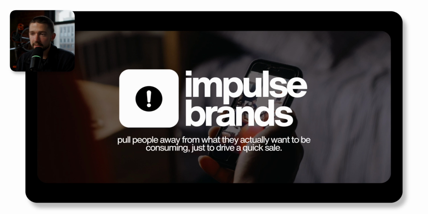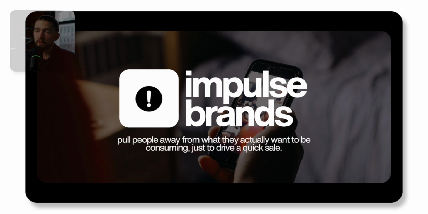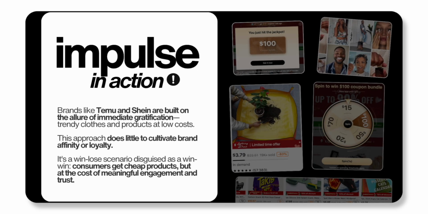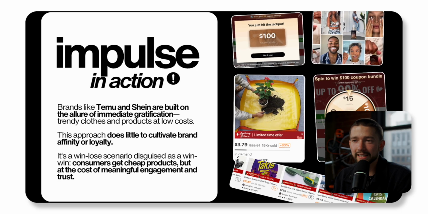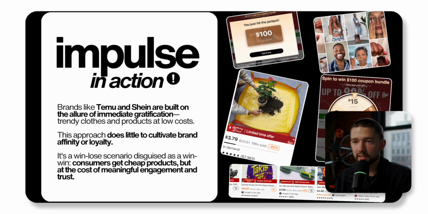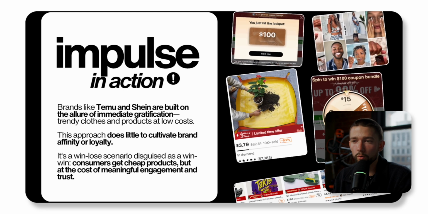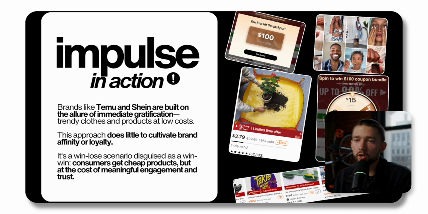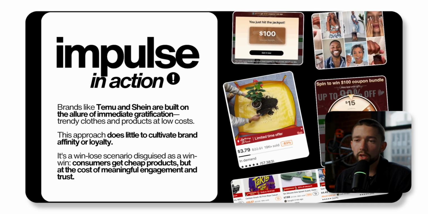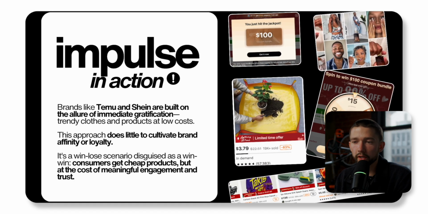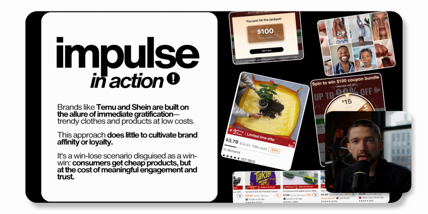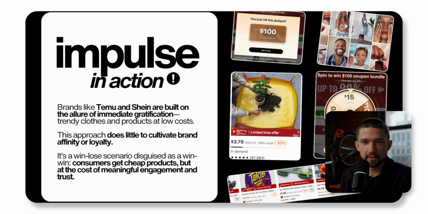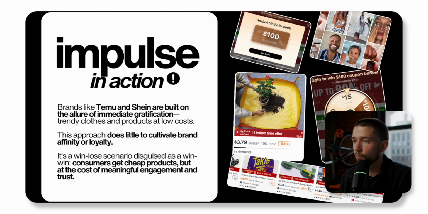Now, impulse brands tend to pull people away from what they actually want to be consuming just to drive that quick sale. So what does that look like? Well, if you look at a brand like Temu or Shein, they're built on the allure of immediate, instantaneous gratification. They'll sell you trendy clothes and products at a low price point. Now, this approach does very little to cultivate brand affinity or loyalty. It's a win-lose scenario disguised as a win-win. The consumer gets cheap products, which appears as a good thing, but it's at the cost of meaningful engagement and trust. When your product disintegrates after 3 washes, it won't be that valuable.